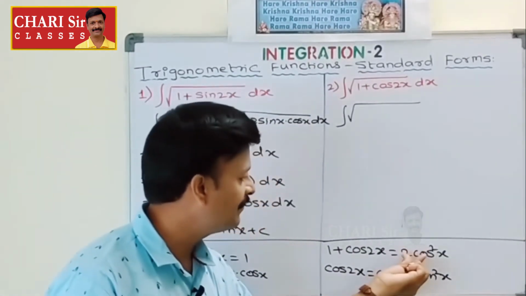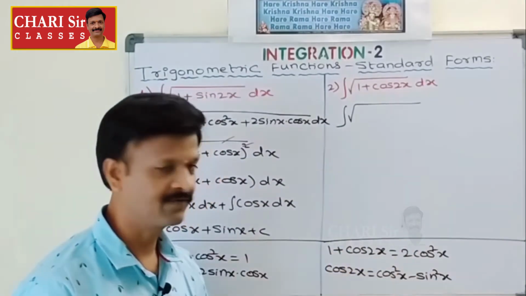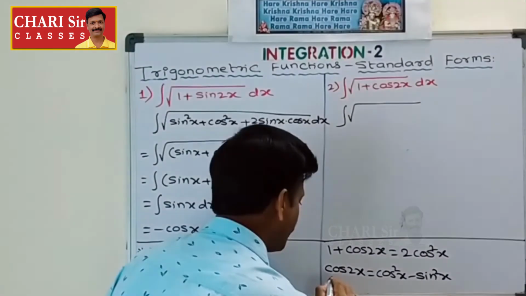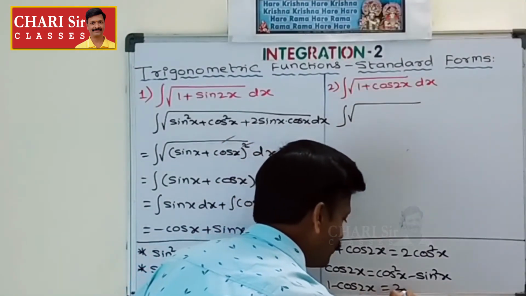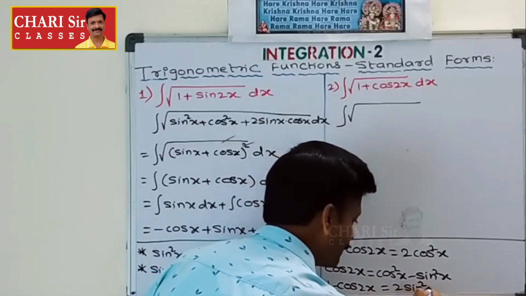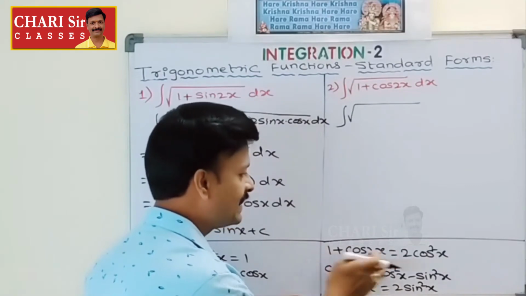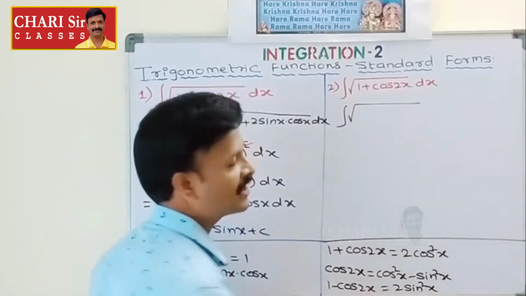From this we can derive that 1 plus cos 2x equals 2 cos square x. Sir, what is 1 minus cos 2x? Yes, I will write that one also. 1 minus cos 2x is equal to 2 sin square x. Remember, when minus is there, 2 sin square x will come; when plus is there, 2 cos square x will come. So here 1 plus cos 2x is there.